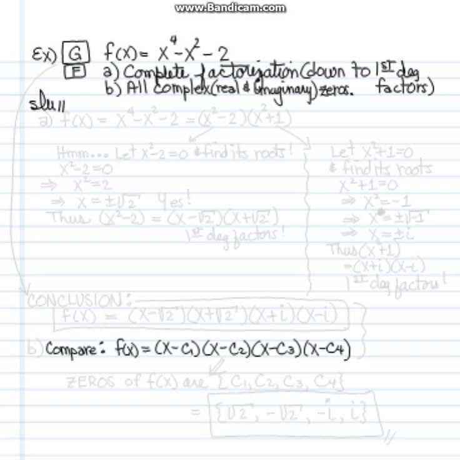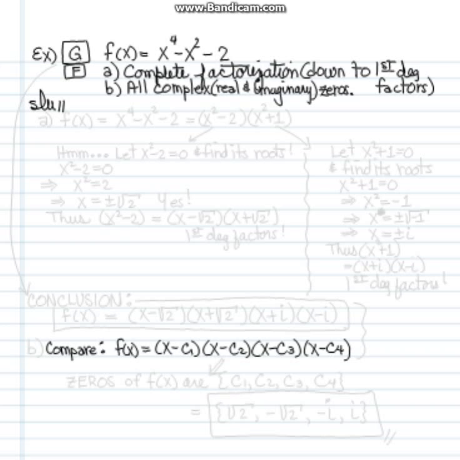Given the polynomial f of x equals x to the fourth minus x squared minus 2, find the complete factorization. When I say complete, I mean all the way down till all of the factors inside of the parentheses are first degree. They don't have anything higher than x to the first power. Find that complete factorization. And then part B, find all the complex zeros.